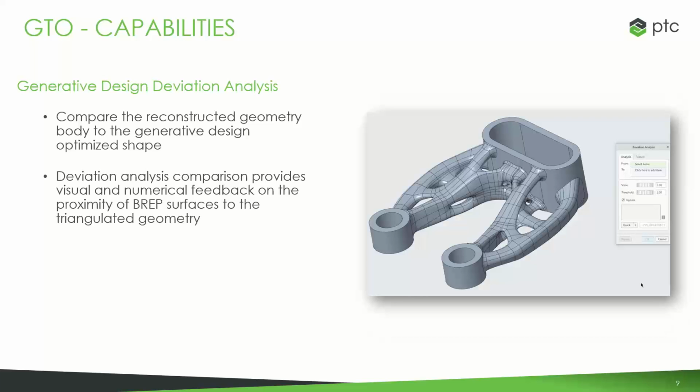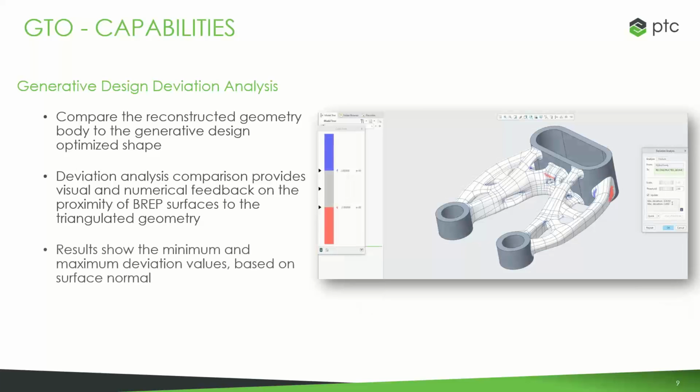You can also do things like deviation analysis to get visual and numerical feedback on how well we're matching up with the initial tessellated generated design. And around that, we can see things like minimums, maximums, deviations, all based on a surface normal. It's all helping us to get to the best design possible.